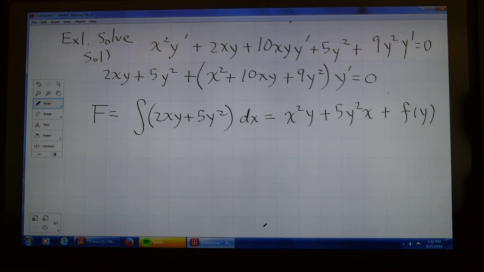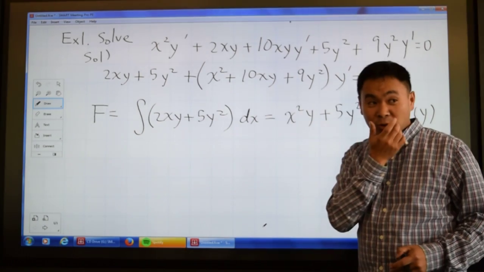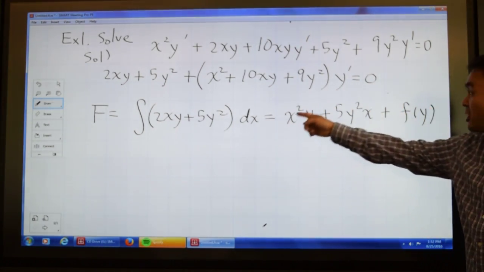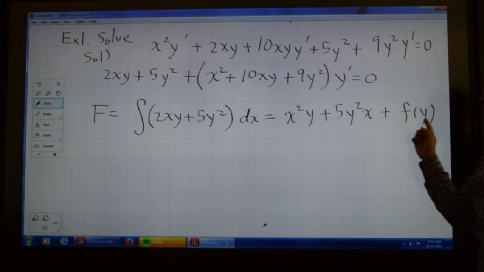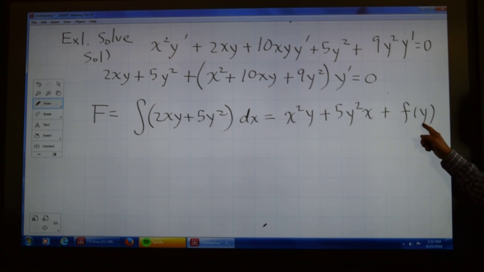Why is that? Because you're undoing the partial derivative, right? If you did the partial differentiation with respect to x, this will give you 2xy, this will give you 5y squared. What would happen to this if you did the partial derivative with respect to x? 0. Because any function of y is considered as a constant when you do the partial differentiation, right? So this is what you get.